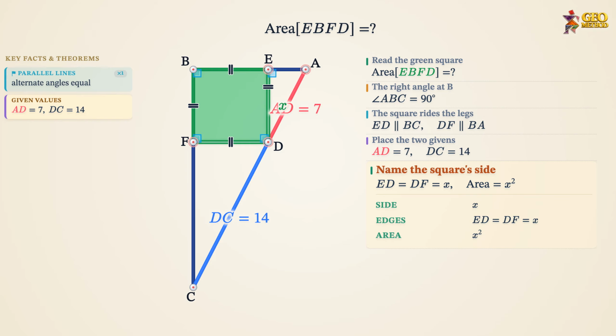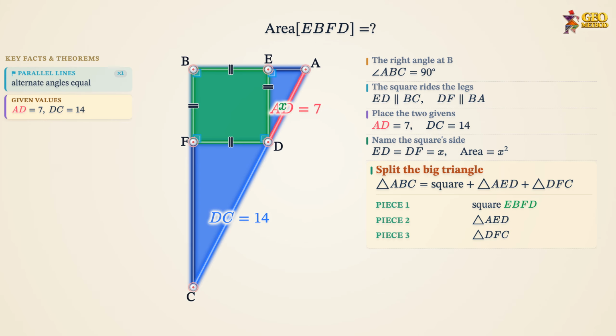Let X stand for the side of the square, so the edges segment ED and segment DF both equal X. The area we are chasing is X squared, which turns the whole task into a hunt for a single number, X. The square carves the big triangle into three pieces: the square itself, a small triangle to its right, and a small triangle below it. Those two corner triangles are where the given 7 and 14 will do their work.